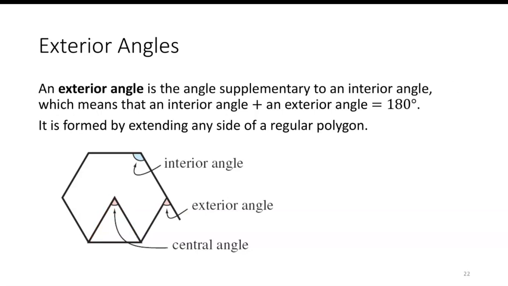An exterior angle is supplementary to an interior angle. So if we have an interior angle, such as right here, I would extend out the line segment and then we get an exterior angle. So recall, supplementary means that the interior angle plus the exterior angle would always add up to 180 degrees. So it is formed by extending any side of a regular polygon.